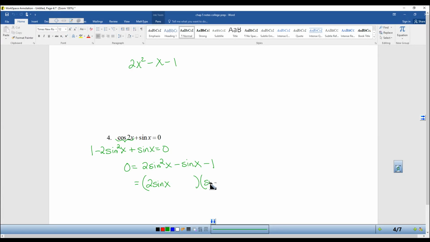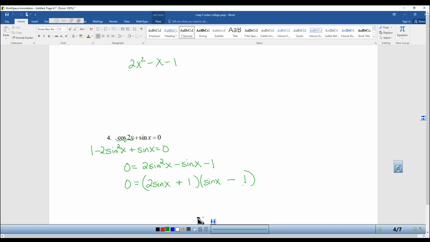But assuming that you do get it, it's going to be 2 sine times sine. And my only choices for 1 are 1 and 1. And this one would have to be negative, and this would have to be positive for my inners and my outers to add up to negative sine of x.